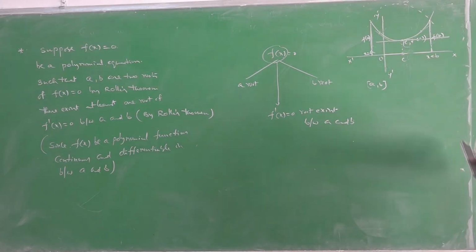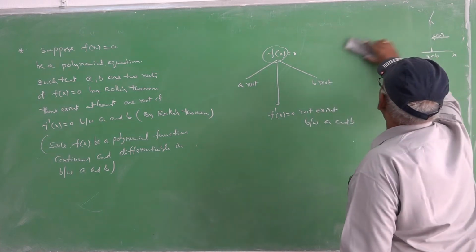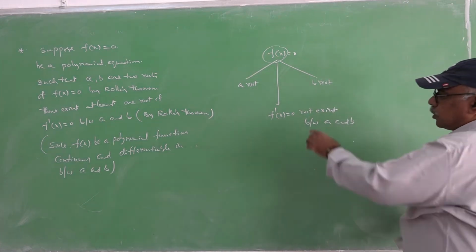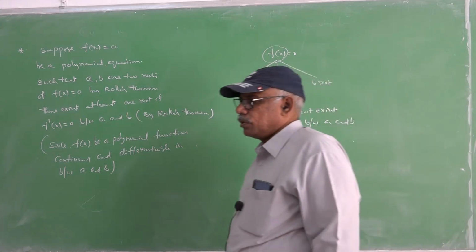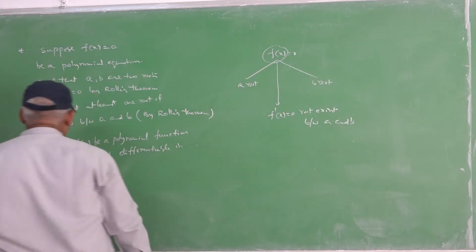This is one. At least one root exists to f dash x equal to 0. One or more roots may exist.